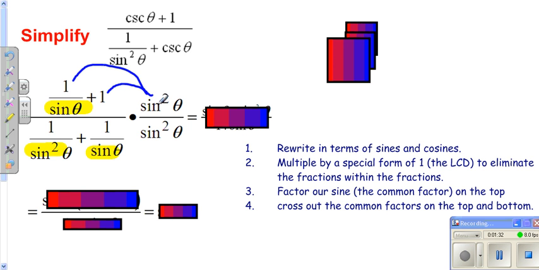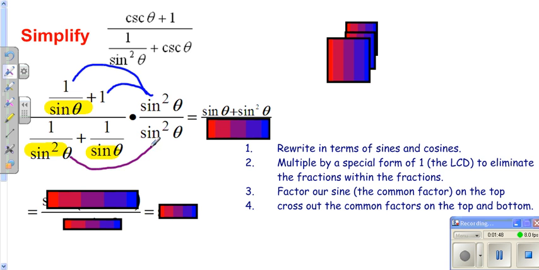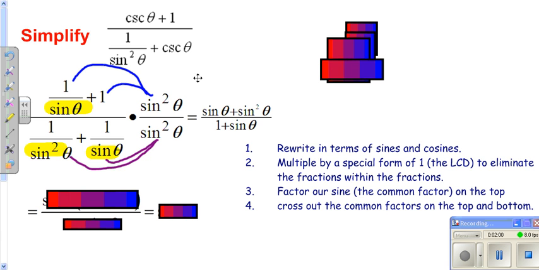So my sine squared times my 1 over sine gives me a sine squared over sine, which is sine. My sine squared times my 1 is my sine squared. Then I need to go ahead and distribute through on the bottom. My sine squared times 1 over sine squared is 1. Sine squared times 1 over sine is sine squared over 1, or just sine.